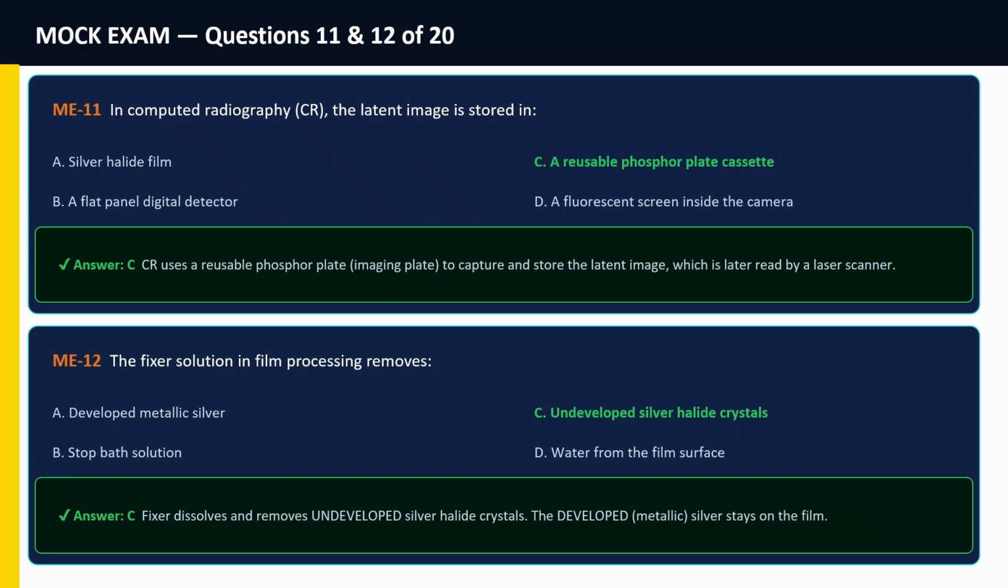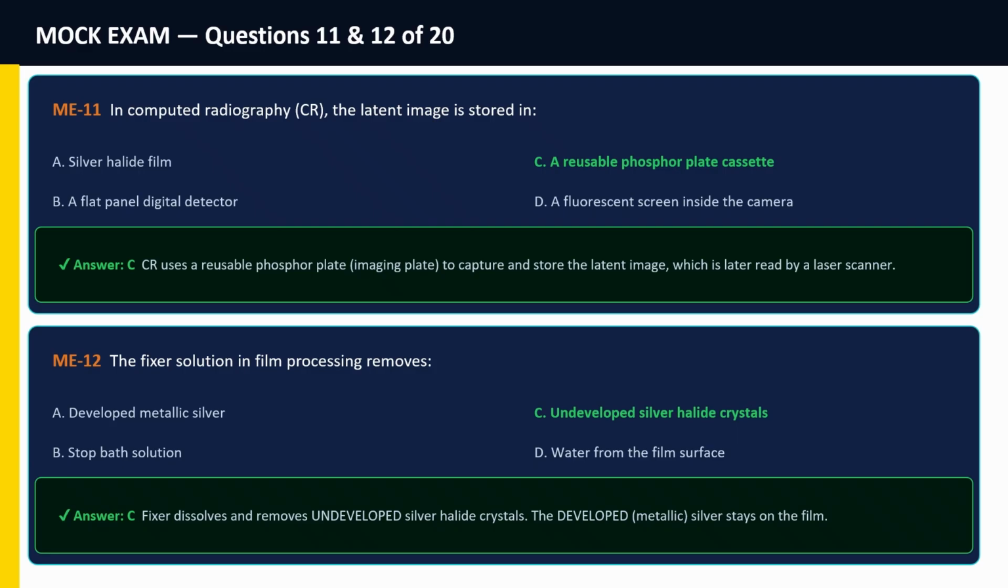Question 12 tests film processing. The fixer removes the undeveloped silver halide crystals. This is a classic examination trap. Development converts exposed silver halide into metallic silver. Fixing removes the remaining undeveloped silver halide. Therefore, if you remember only one sentence from this question, remember: developer creates the visible silver image, fixer removes the unused silver halide.